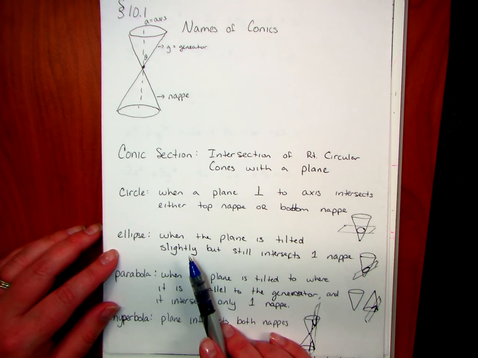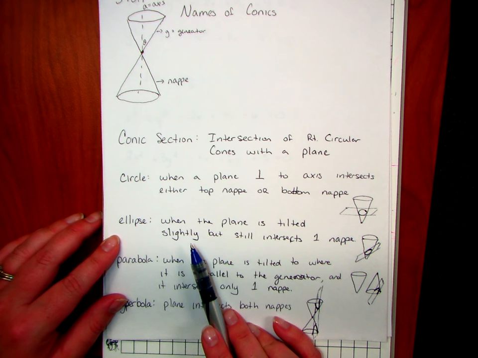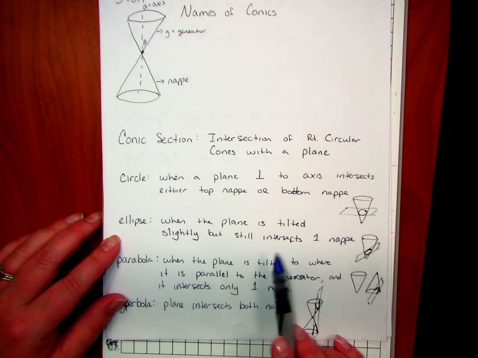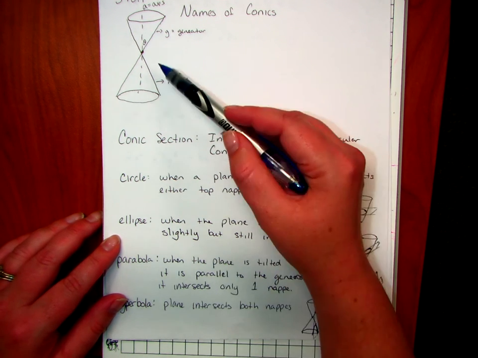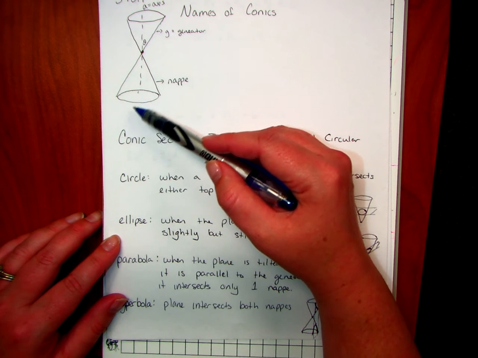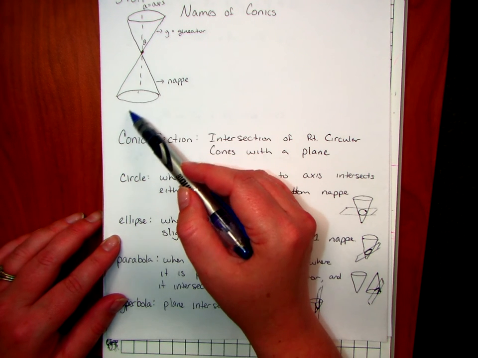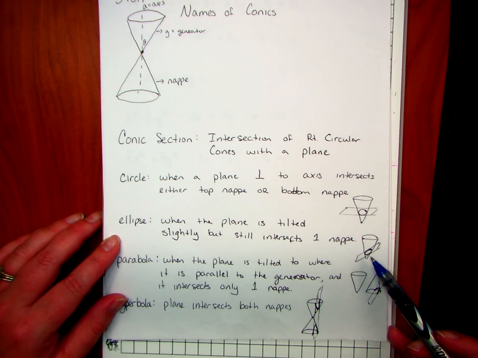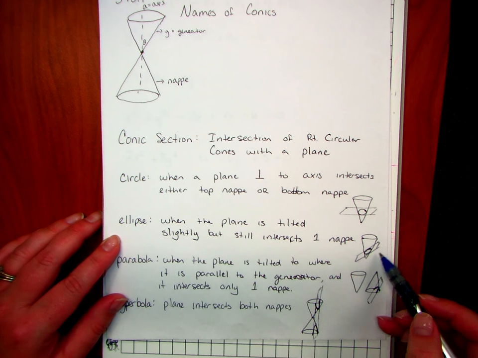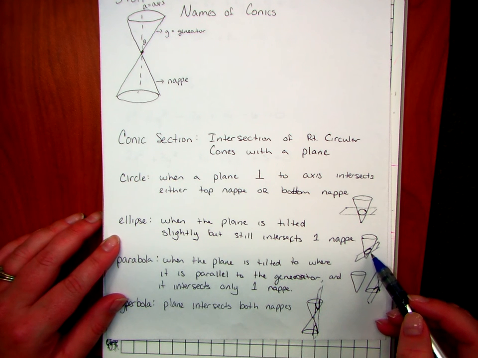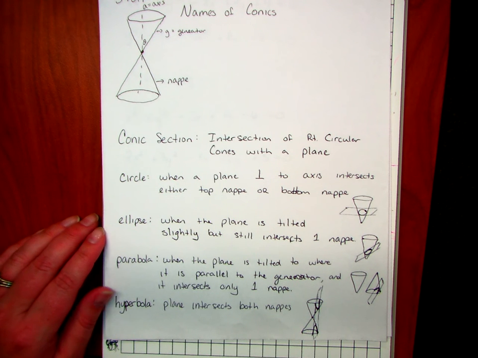Now an ellipse is a circle, but it's elongated, right? So the plane is not perpendicular anymore, it's tilted slightly, right? But this plane is still only going to intersect one nappe. So if we take a plane and we kind of tilt it a little bit, and now we're intersecting at an angle, you're going to get something that looks like this, where the plane still only intersects either the upper nappe or the lower nappe. But what's going to happen is you get this elongated circle, right, or this ellipse when that happens.